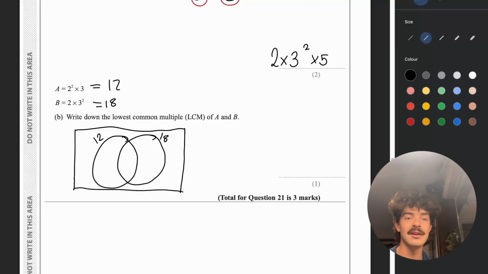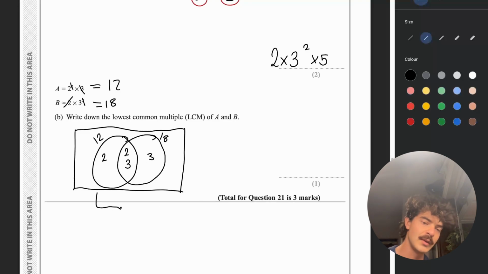Everything that remains is going to go on the outside, or in the circle of that number, but not the shared bit. So the 2 values that are shared are 2, right? The B has 1, 2. The A has 2 2s. And the 3: B has 2 3s and A has 1 3. Then 12 has 1 remaining 2. And 18 has 1 remaining 3.